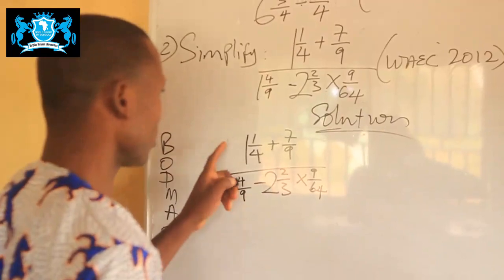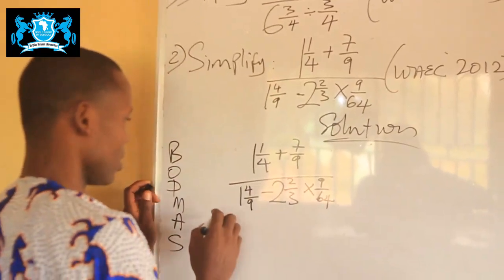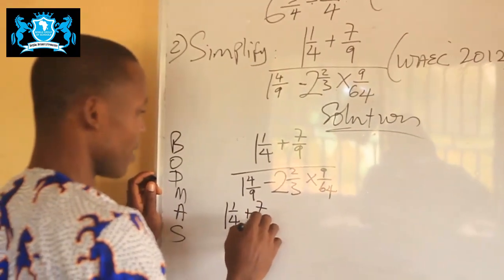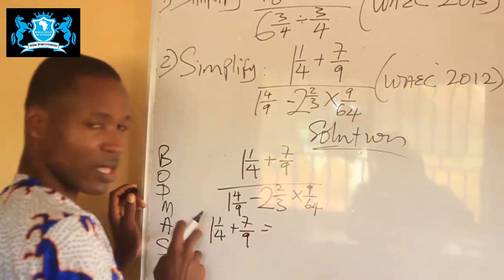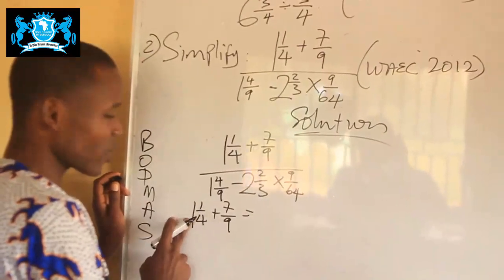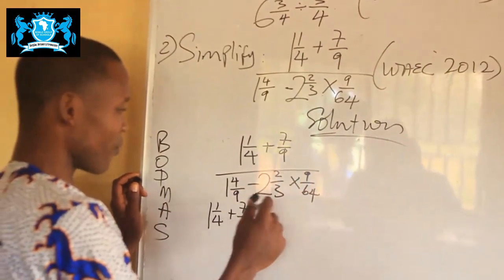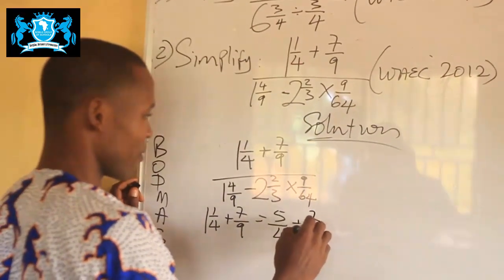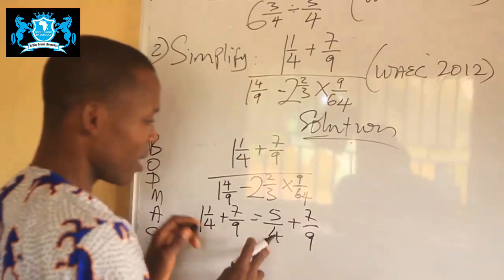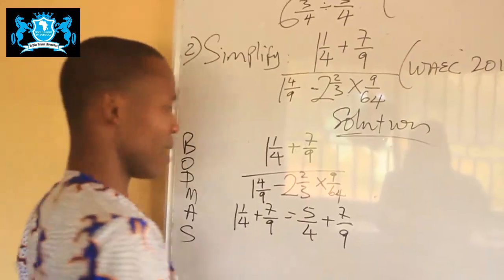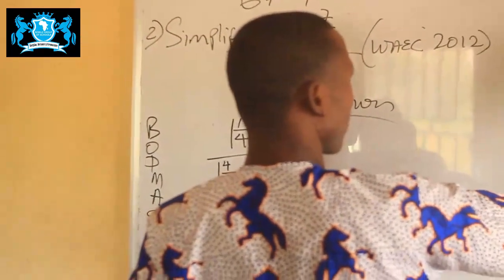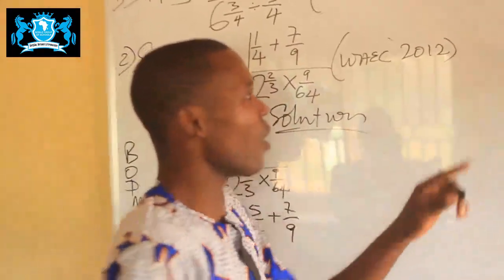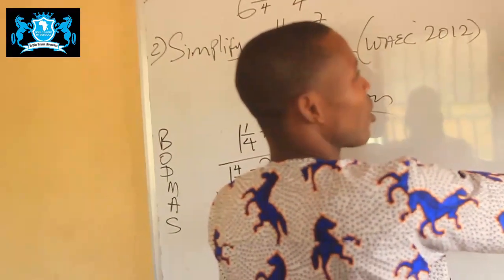What do we do? First of all, let's solve the upper part. 1 over 4 plus 7 over 9. Let's change this to improper fraction. 4 times 1 is 4, plus 1 is 5. We have 5 over 4 plus 7 over 9. Let us find the LCM of 4 and 9. We have 4, 9. 2 can go. 2 into 4 is giving us 2. 2 into 9 cannot go, bring it down.